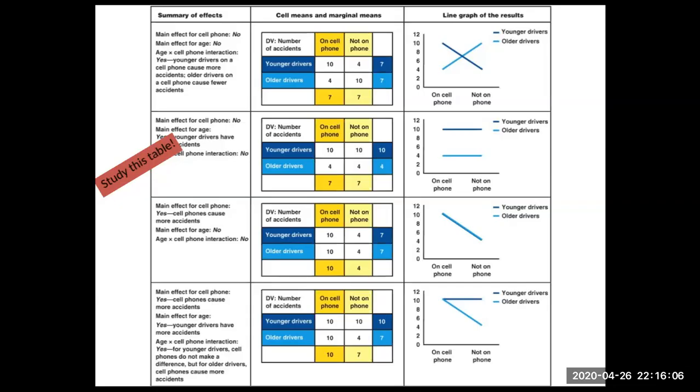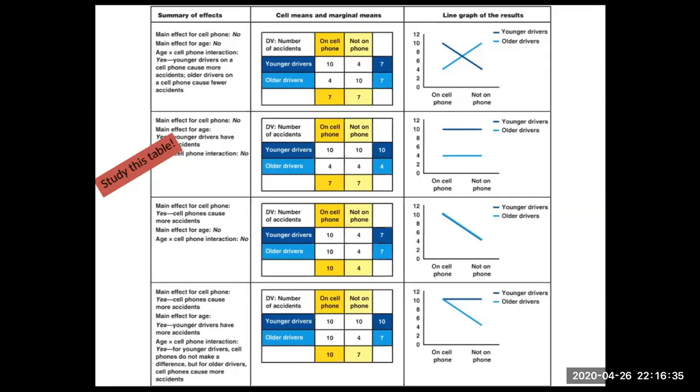If we were to check the simple cells, for younger drivers, 10 minus 4 is 6. Older drivers, 4 minus 10 is negative 6. Is 6 and negative 6 the same or close to the same? No. We could do it the same way going down: 10 minus 4 and 4 minus 10, same thing, 6 and negative 6. They are not the same. So if we look at the summary, main effect for cell phone, nope. Main effect for age, nope. Age by cell phone interaction, yes.